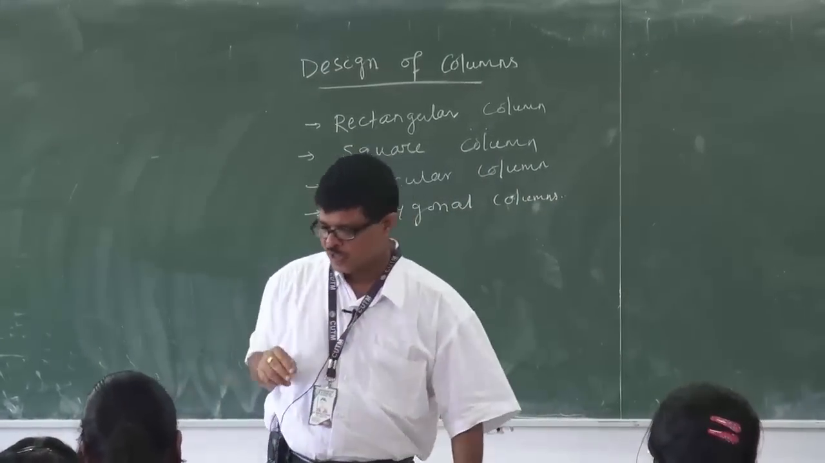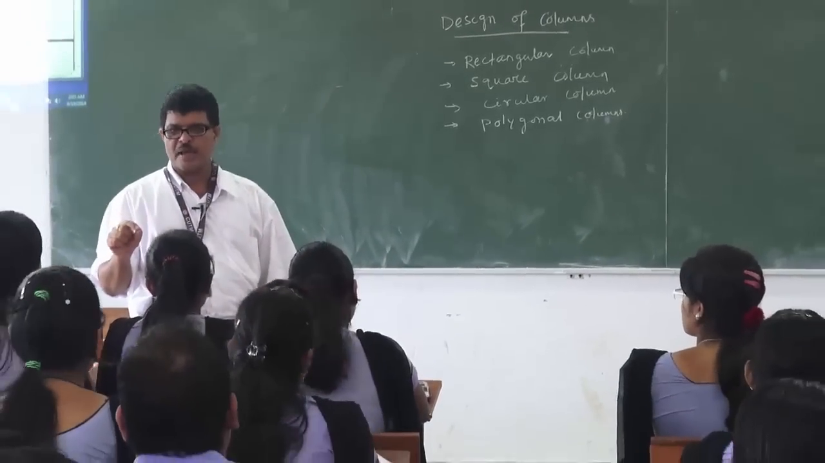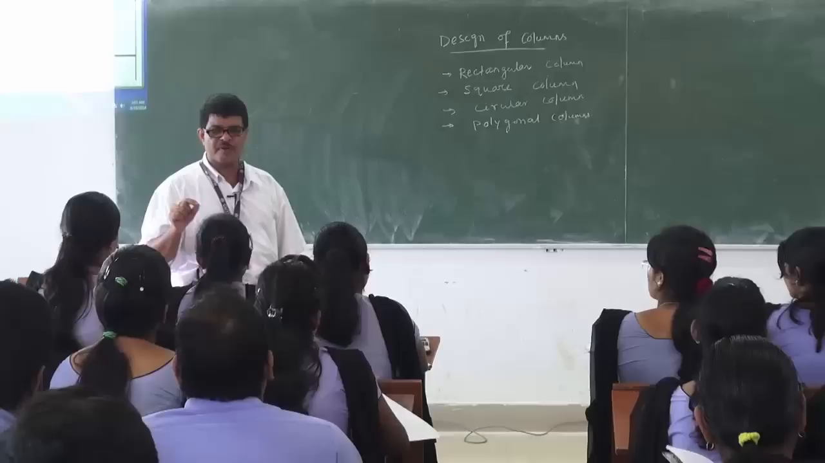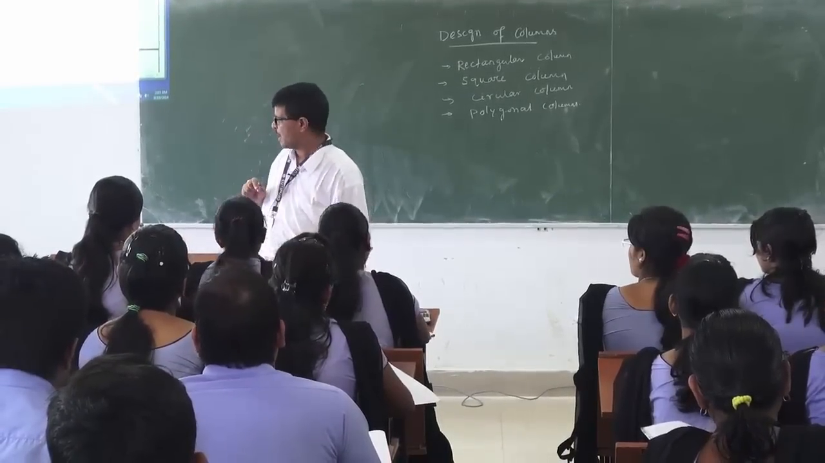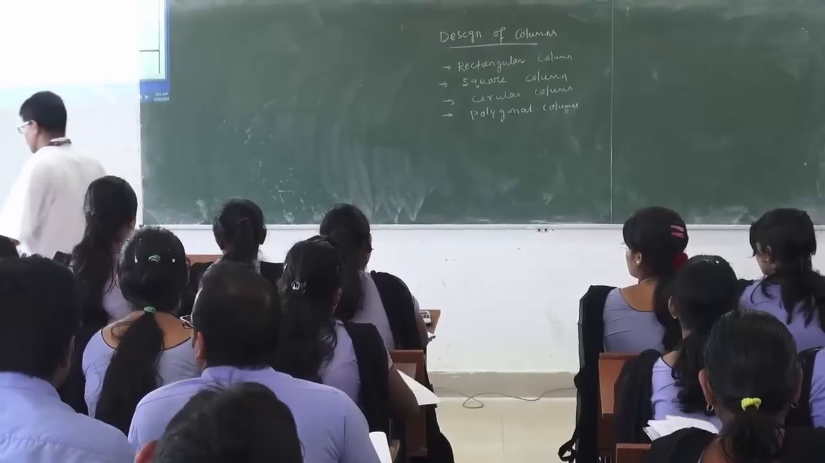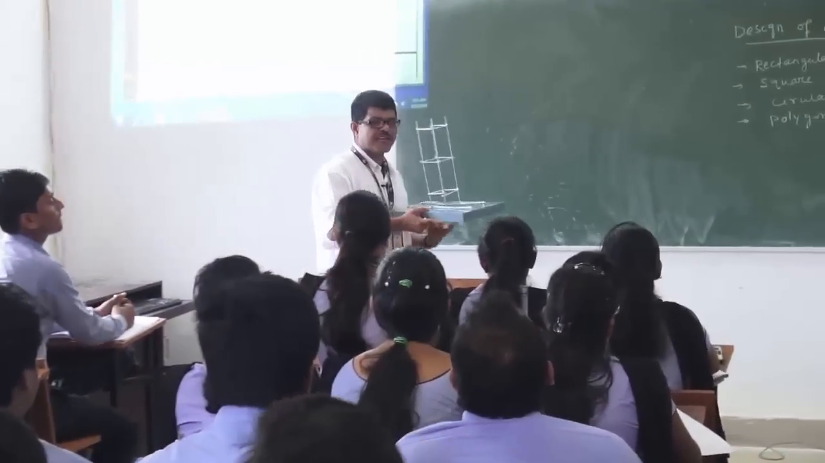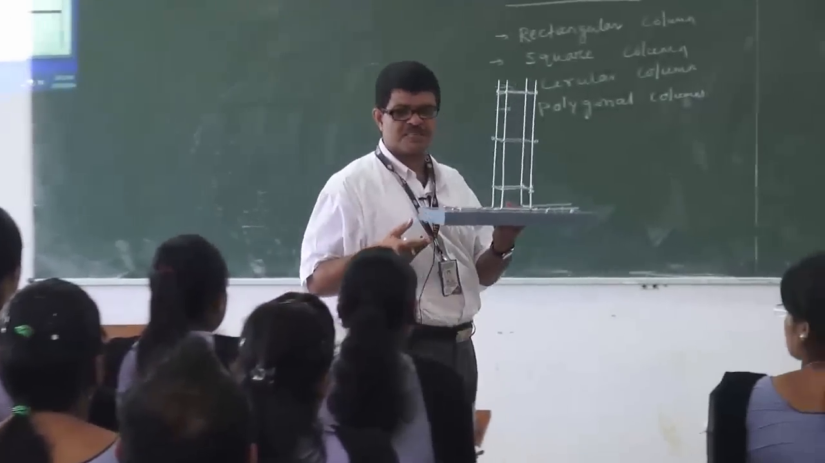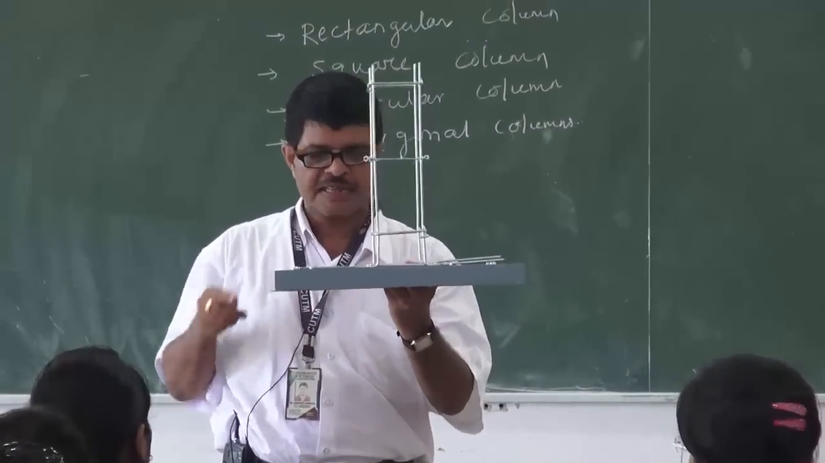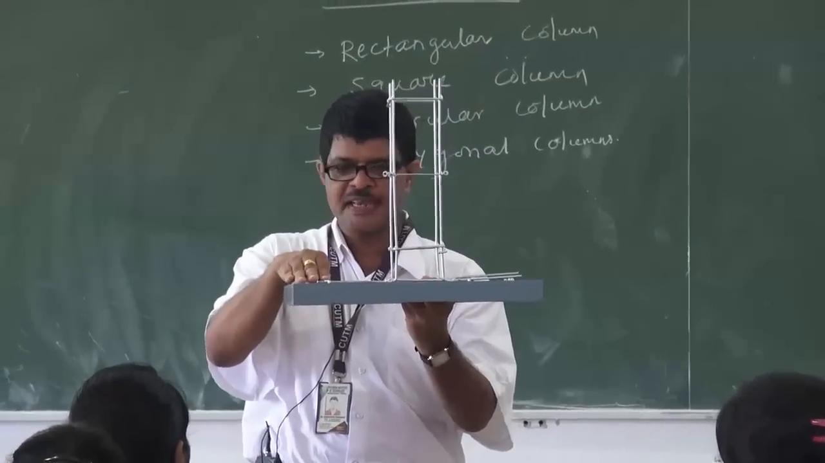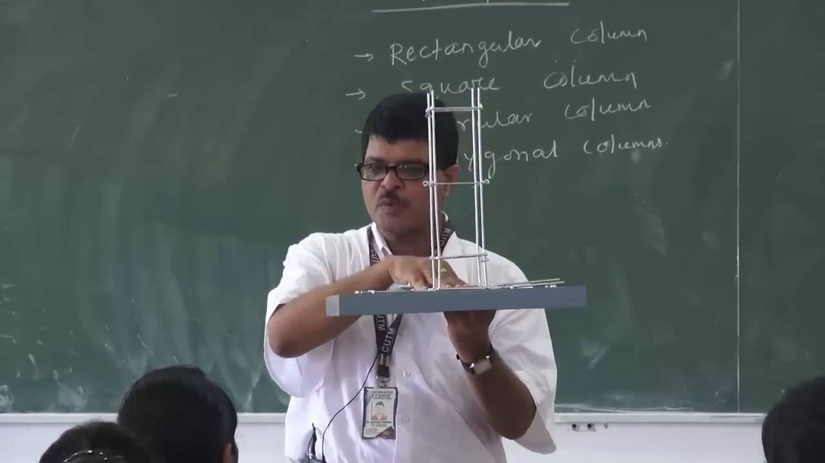Okay, sit down. So generally a column is called a compression member. We have already studied the design of different tension members. A column is a compression member. If you see a column in a building, it will be just like this, with the reinforcement detailing. There will be a column base. The column rests on footings.